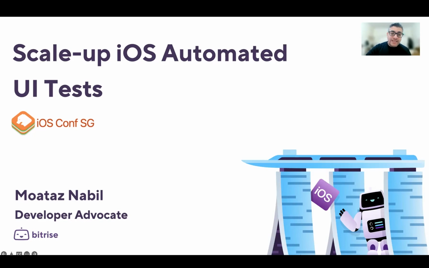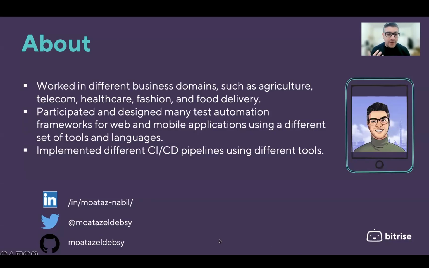Previously, I was working as a test automation engineer and I started my career as a software engineer. I worked with different business domains like agriculture, telecom, healthcare, fashion, and food delivery. Also, I participated and designed many test automation frameworks for web, mobile, and API with different languages and tools. And now I'm focusing on helping developers to implement different CI/CD pipelines for their mobile apps using Bitrise and how we can deliver our applications faster with a good quality.